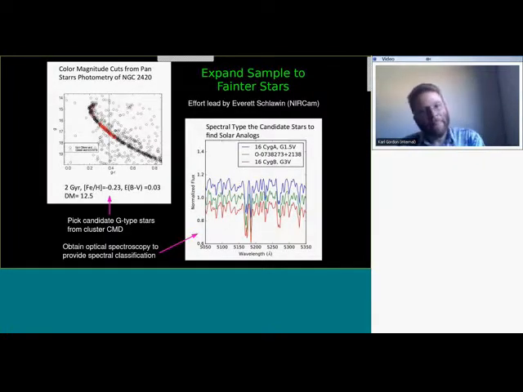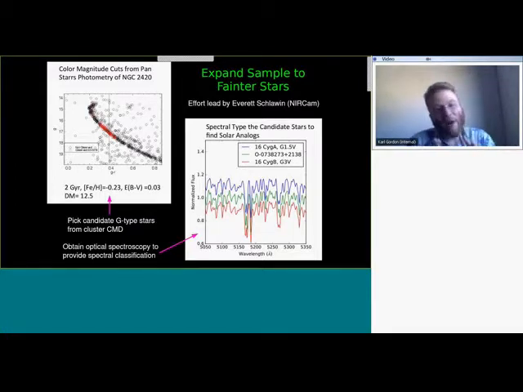So a little on those points. How are we extending the sample to fainter stars? This is an effort led by Everett on the NIRCam team. The challenge here is how do you find, say, G-type stars, fainter G-type stars that are 17th magnitude? Well, you don't just look those up. And so very cleverly what they're doing on the NIRCam team is to pick candidate G-type stars from cluster color-magnitude diagrams, and then get optical spectroscopy to actually do the spectral classification and confirm the candidates.